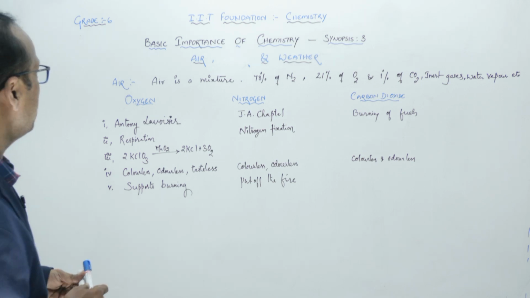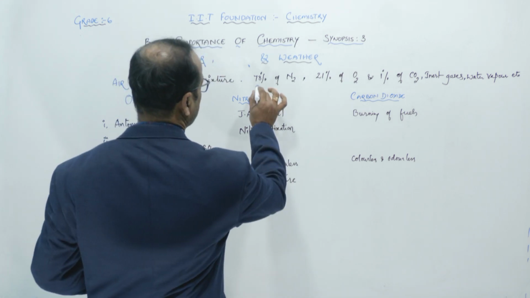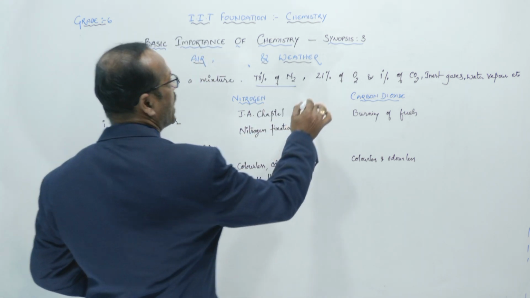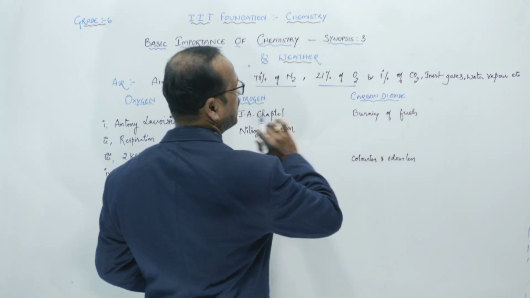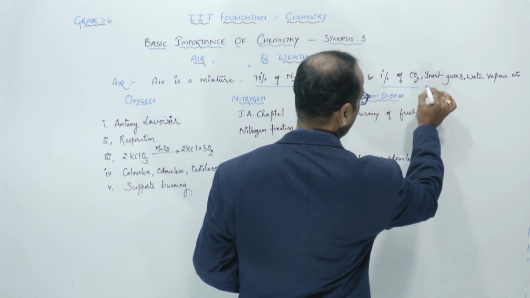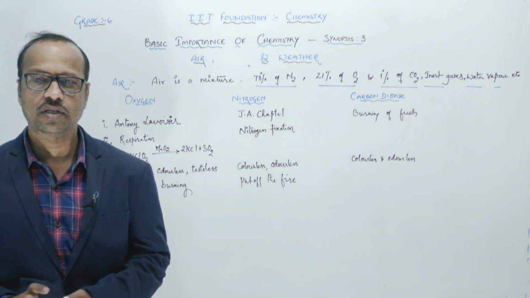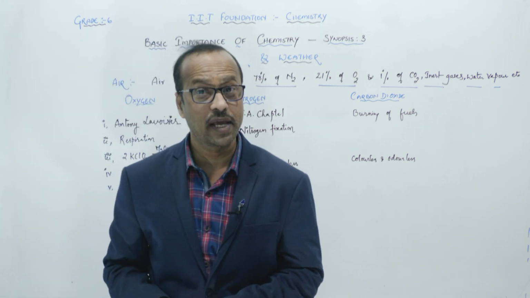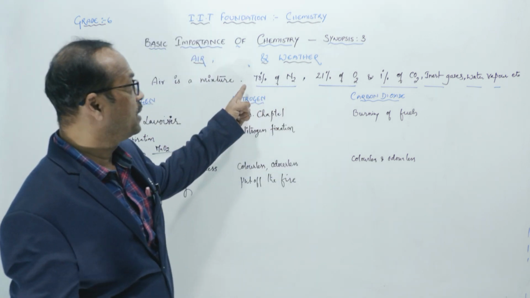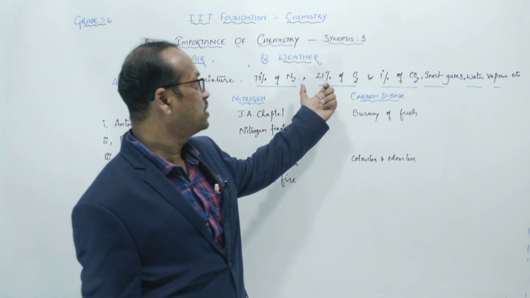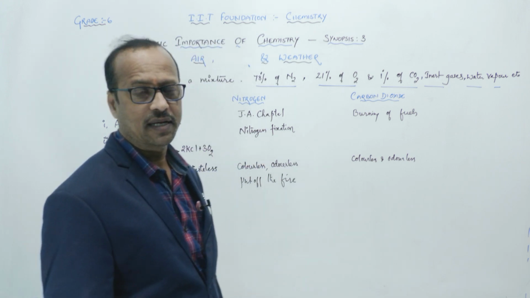Here are the main important components of air. Air is a mixture and it consists of 78% nitrogen. How much? 78% nitrogen and 21% oxygen, and the remaining 1%. So 78 plus 21 is 99. The remaining 1% consists of carbon dioxide, inert gases, water vapor, etc. That's the composition of air. So air is a mixture consisting mainly of nitrogen, 78%, and oxygen, sorry, 21%, and the remaining 1% consists of other gases.